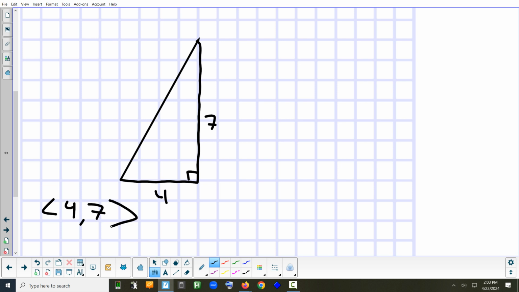Now, quick question. 7 is the vertical component. So what if it was -4, -7? You'd go 4 to the left and down 7. -4, -7 would mean start here, 1, 2, 3, 4, and then 1, 2, 3, 4, 5, 6, 7. It's the same magnitude but opposite direction. So for these ones you can sketch it if they're negatives. Negatives just mean to go left and down. Positives mean right and up.